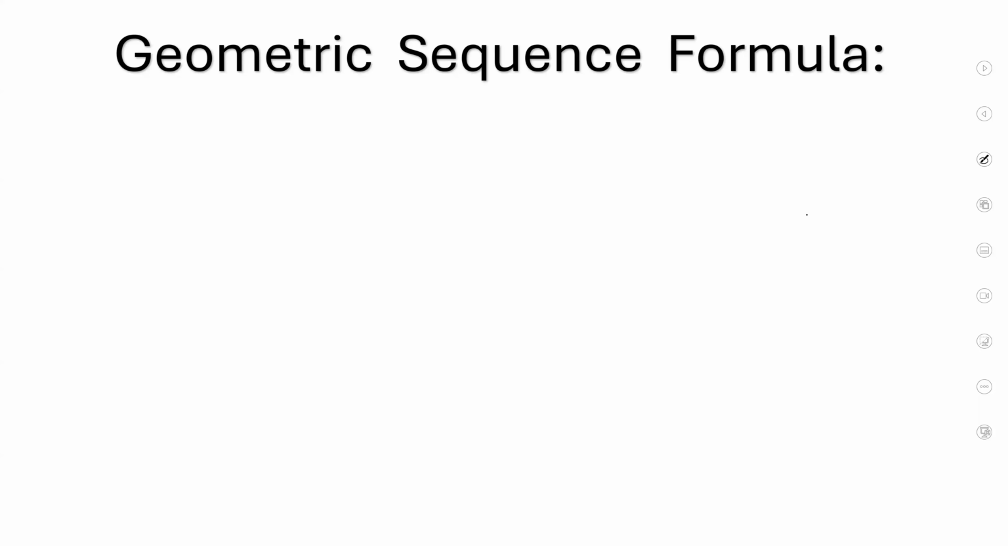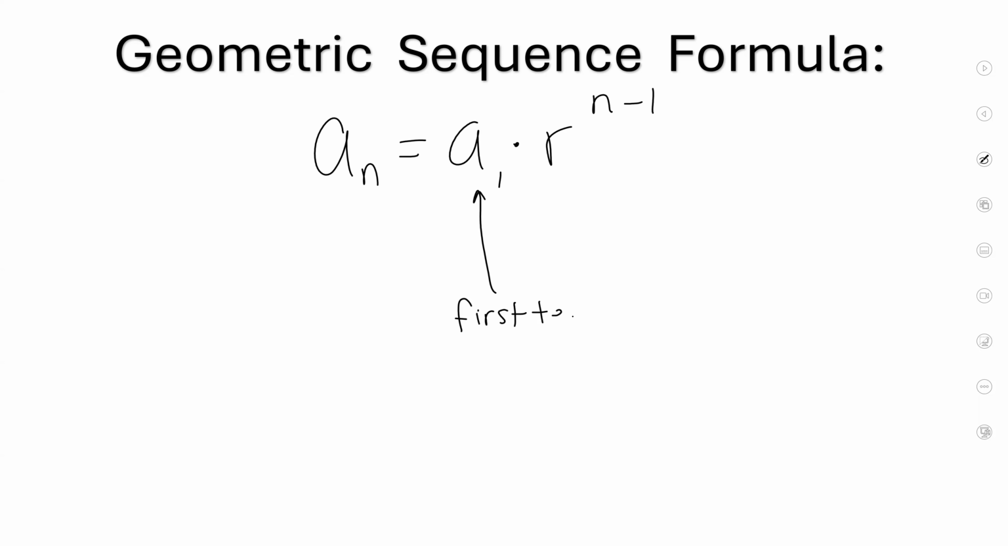The formula for a geometric sequence is a_n equals a_1 times r to the power of n minus 1, where a_1 is your first term. And of course, r stands for your common ratio. So we're going to use this formula to figure out what our sequence rule is. So here's an example.